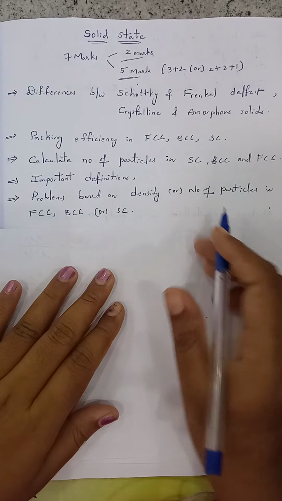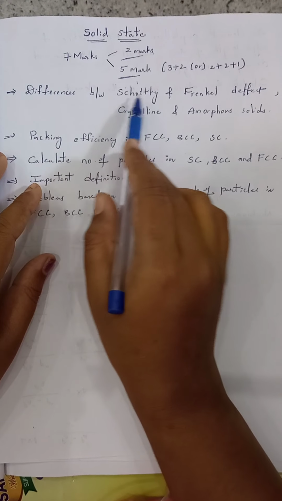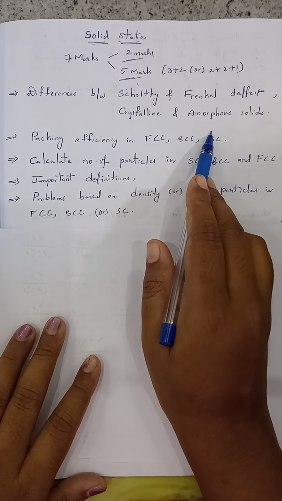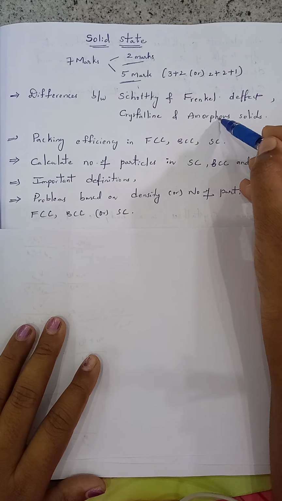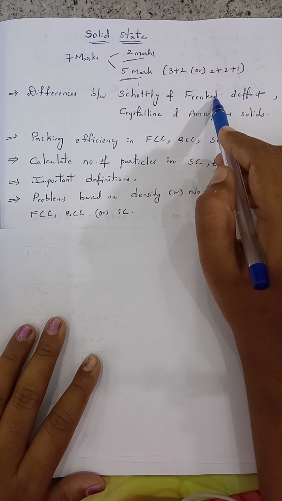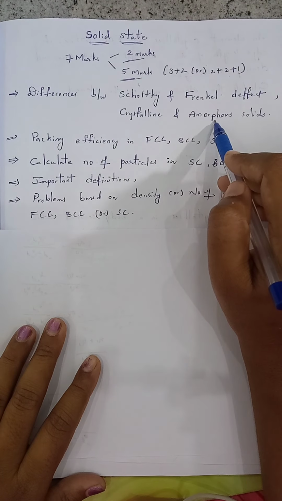The most important concepts of the chapter are, first, differences between Schottky and Frenkel defect. Next, differences between crystalline and amorphous solids. From these two there is a chance to ask one question for 3 marks, either the differences between Schottky and Frenkel defect or the differences between crystalline and amorphous solids.